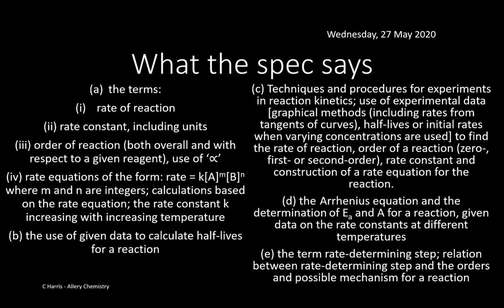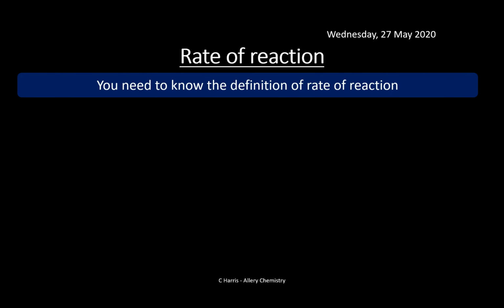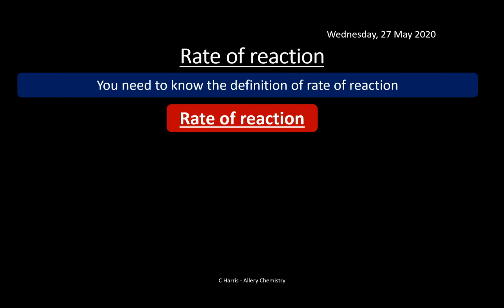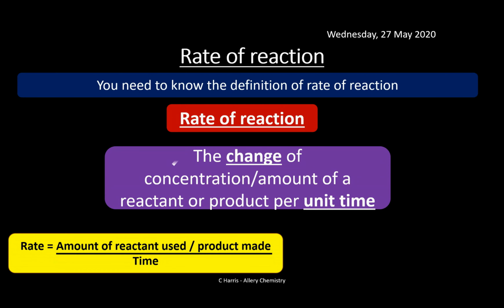Okay, so let's start with rate of reaction first. Because this topic is on kinetics, it's very important that we introduce this properly and look at what that means. Kinetics is to do with how fast something works, so how fast a reaction actually goes. So we're going to be looking at rate of reaction for this reason. We need to know the definition of rate of reaction. Rate of reaction is the change of concentration or amount of reactant or product that's produced or used up per unit time. That definition is vital. You've got to remember your definitions because it's easy marks, but you've just got to try and remember them.